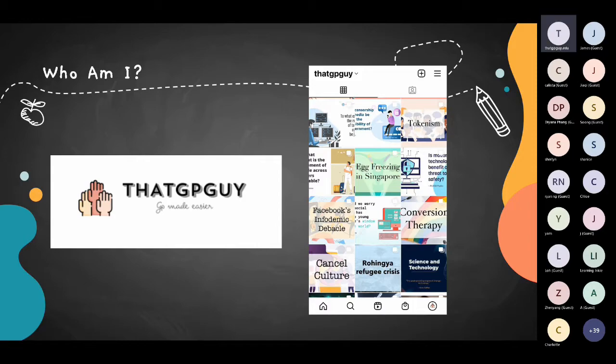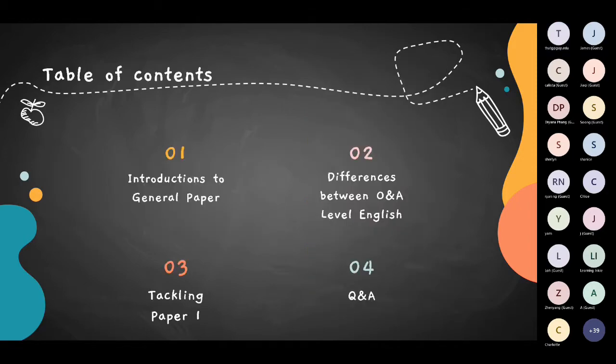Okay. Next slide, please. So this is the breakdown of today's content. Firstly, I'll start off with showing you guys what is basically GP, because I'm sure many of you have no idea what the transition from secondary to JC in terms of English is going to be like.